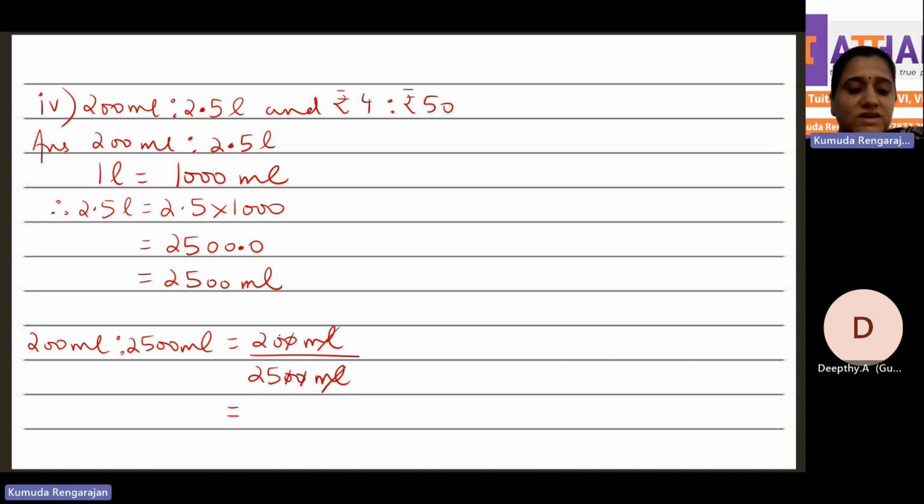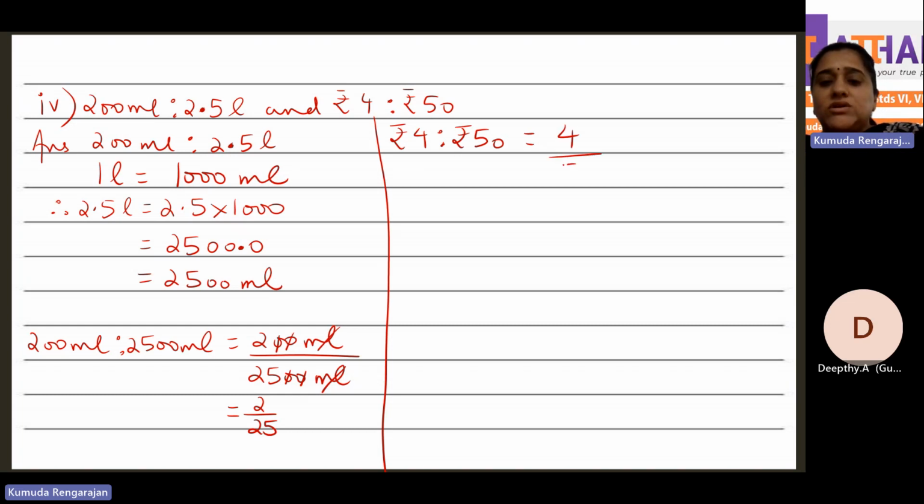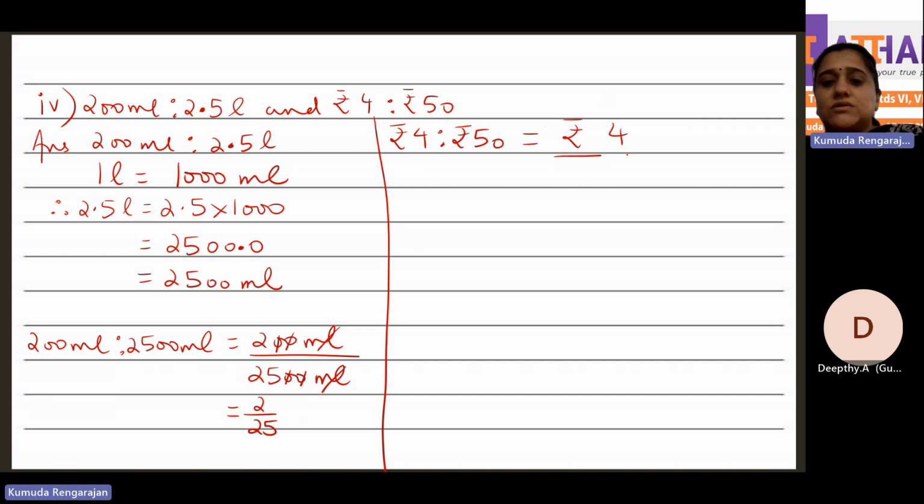Two zeros get cancelled, so it's 2/25. Here we don't have to convert anything because they're in the same unit. Yeah, they are in proportion. Very good.